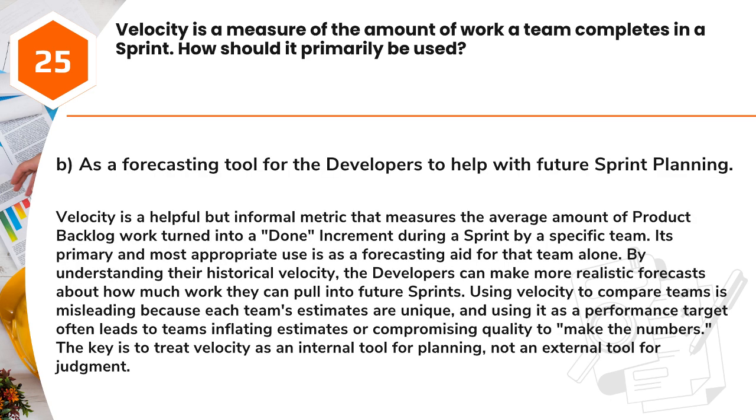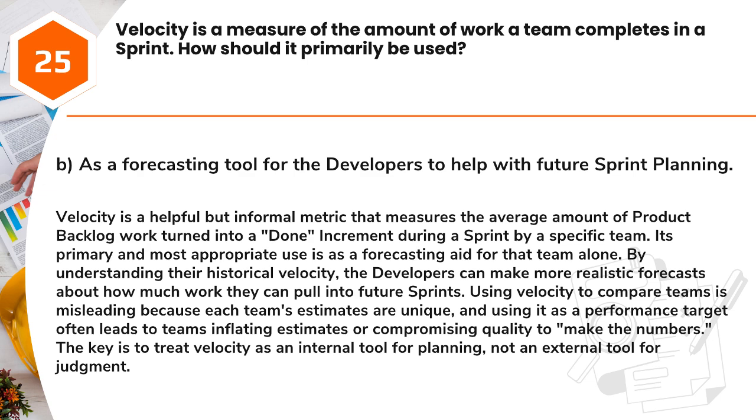B. As a forecasting tool for the developers to help with future sprint planning. Velocity is a helpful but informal metric that measures the average amount of product backlog work turned into a done increment during a sprint by a specific team. Its primary and most appropriate use is as a forecasting aid for that team alone.